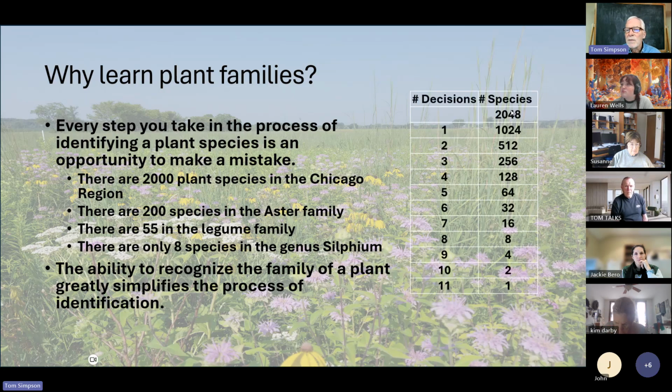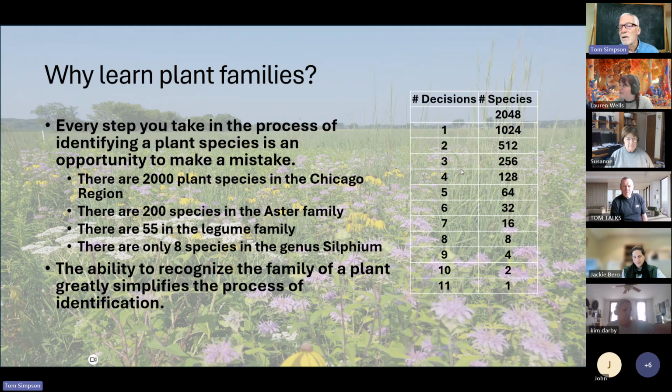So if on a plant key, ideally you would divide the group in half with each step in a key, and you could see to go from roughly 2,000 plants in the Chicago area down to one, it takes you about 11 steps, and that's 11 chances to make an error. And if you've ever been through a plant key, it gets really tedious because you make one wrong turn and then you don't know where you are. You have to go back and try again.